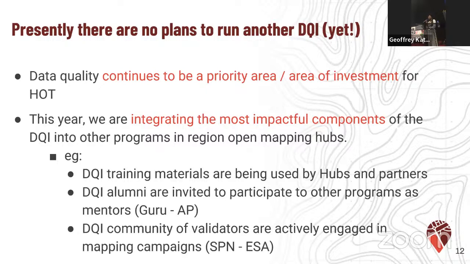For instance, the materials that we created are being used by the hubs and our partners, and our data quality luminaries are being invited to participate as mentors, and then the community validators that I mentioned earlier on, they're all supporting in different programs. For instance, the spatial network. I'll be speaking about that shortly. Next slide, please.